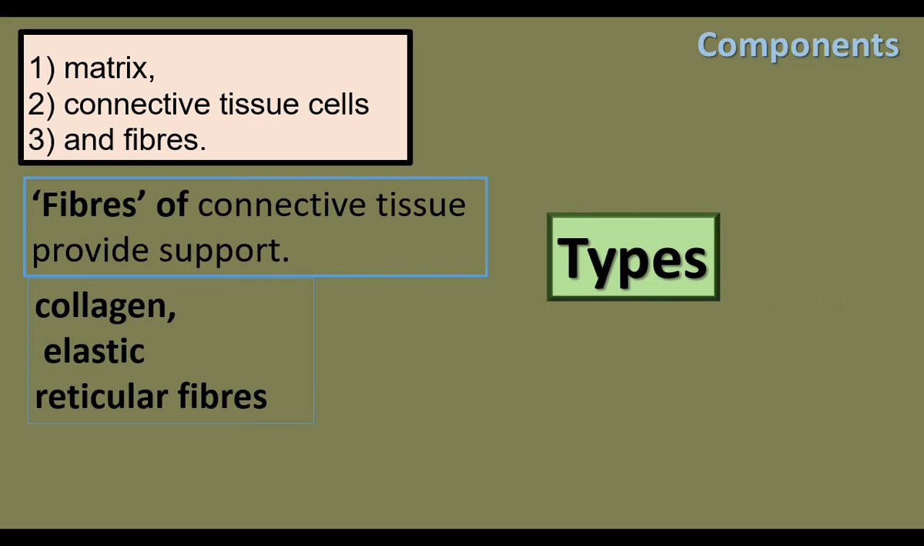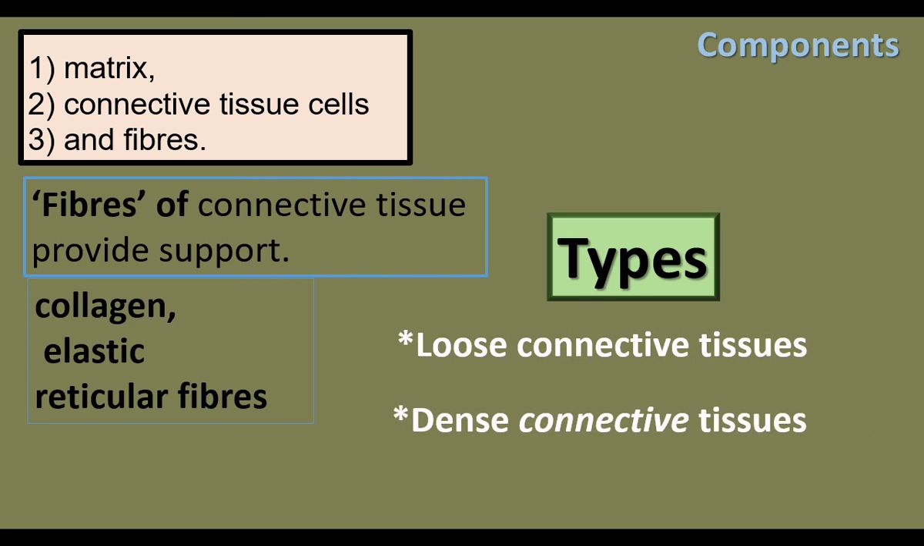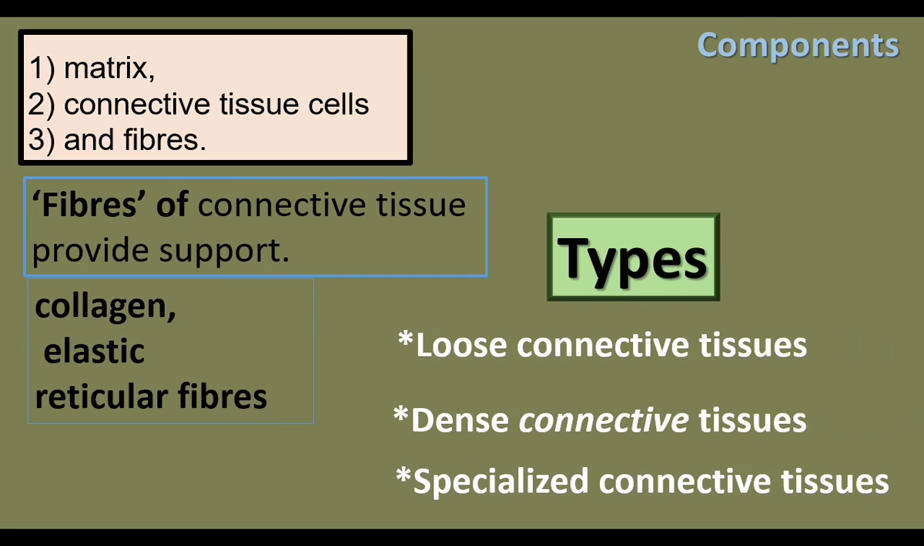Now let us see the three major types of connective tissues. Loose connective tissues, dense connective tissues, and specialized connective tissues are the three major types of connective tissues.